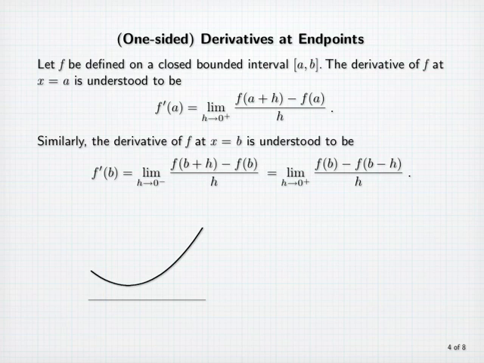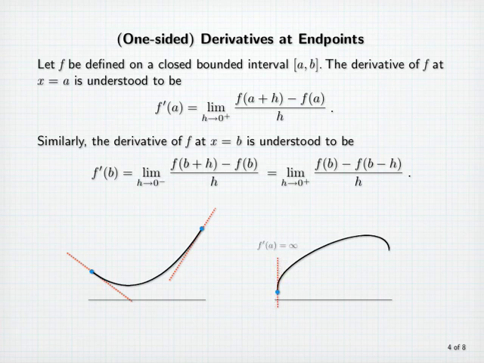For example, here, the derivative at the left endpoint is the slope of the line shown here, and the derivative at the right endpoint is the slope of the line that's tangent to the curve there. In this picture, at the left endpoint, notice that secant lines have positive slope that increases without bound, resulting in a derivative of plus infinity. And at the right endpoint, notice that secant line slopes are negative, approaching minus infinity, and so f′(b) here is minus infinity.